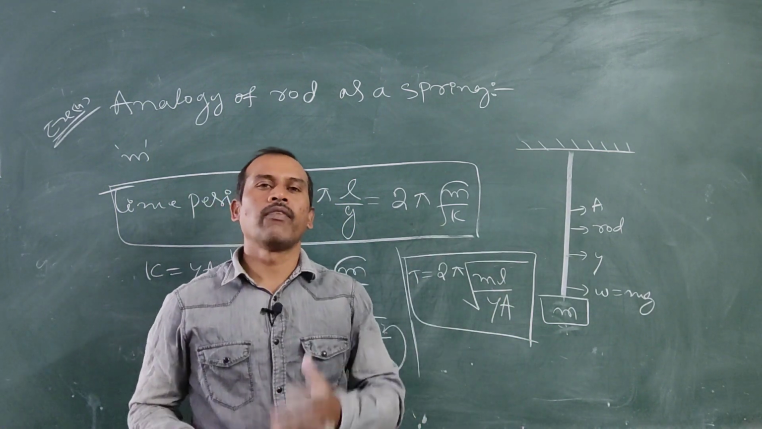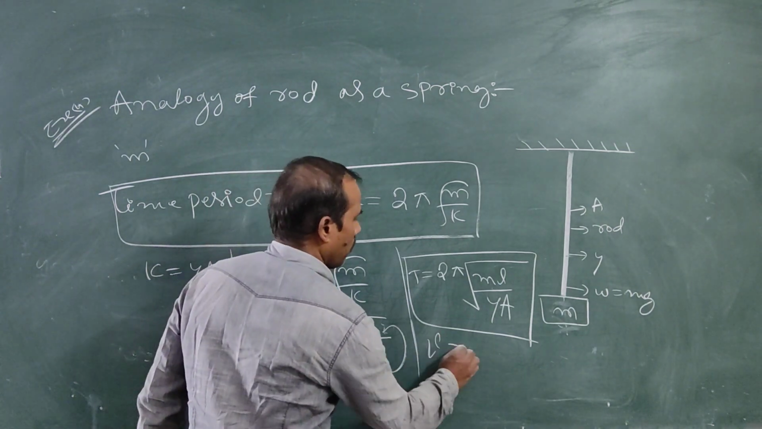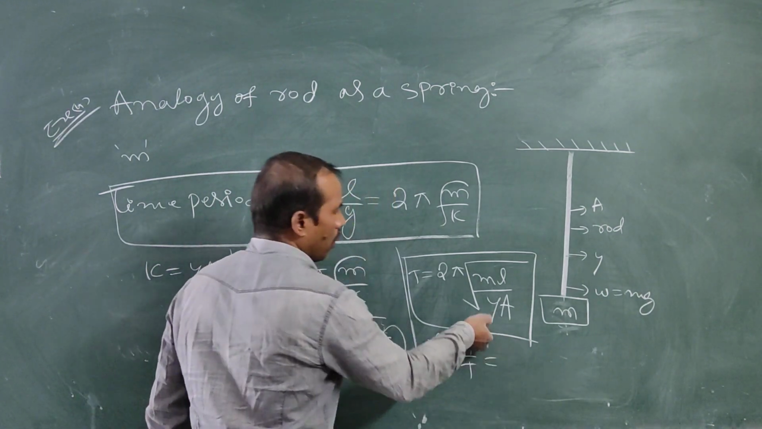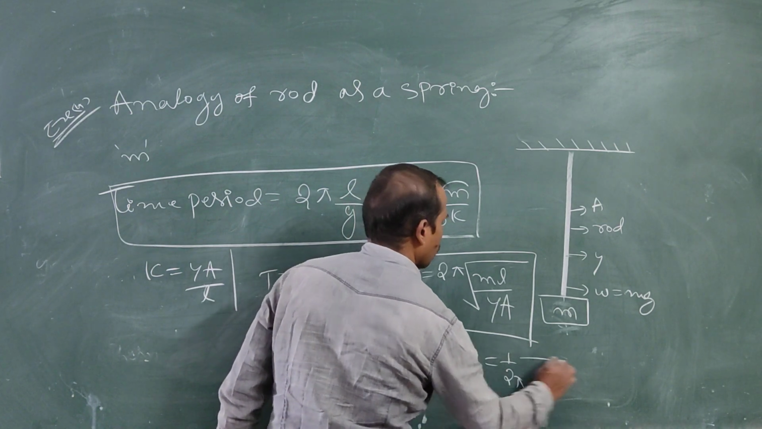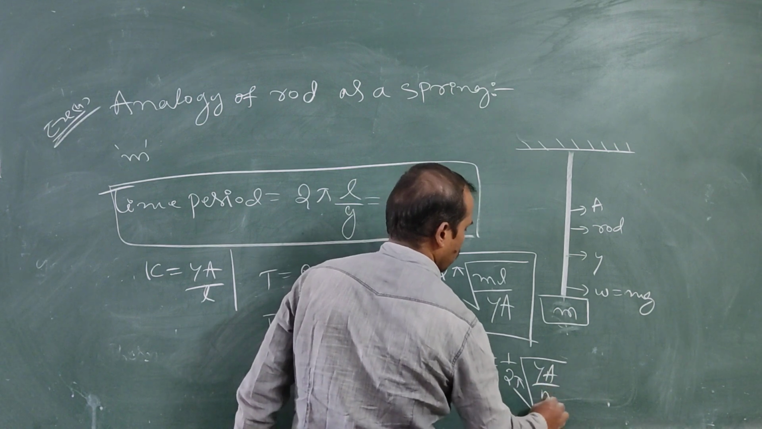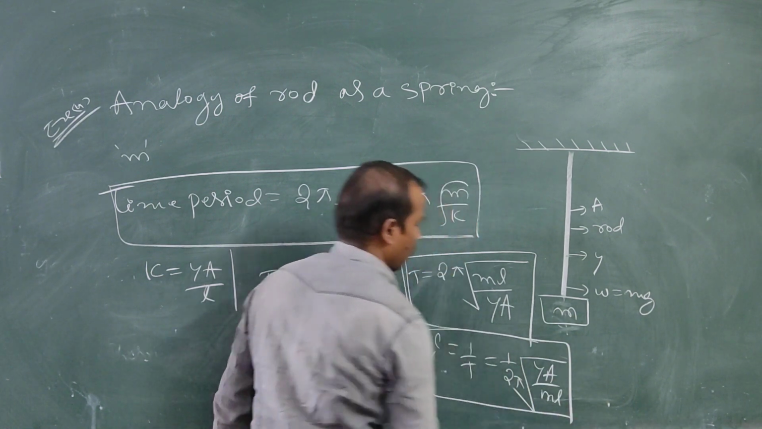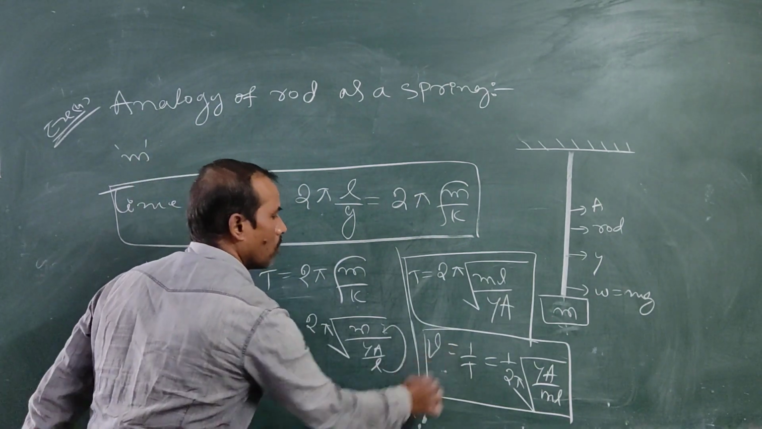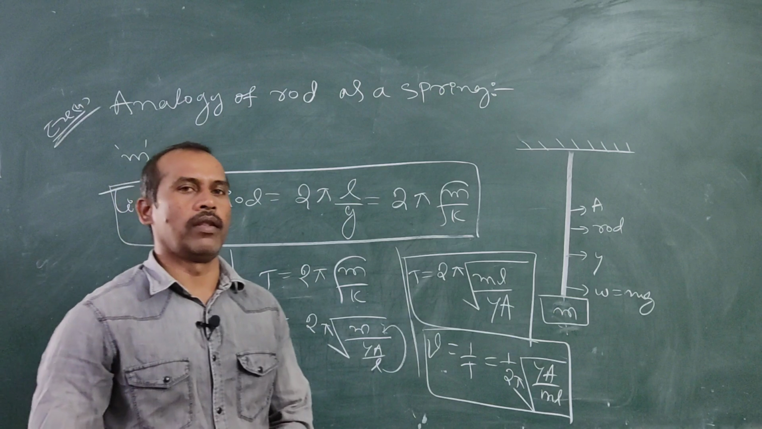For example, the frequency of this rod. Frequency is equal to 1 by T, that is just the reverse: 1 by 2 pi under root of YA by mL. This is the frequency. Frequency nu is equal to 1 by T, that is equal to 1 by 2 pi under root of YA by mL. This is our class.